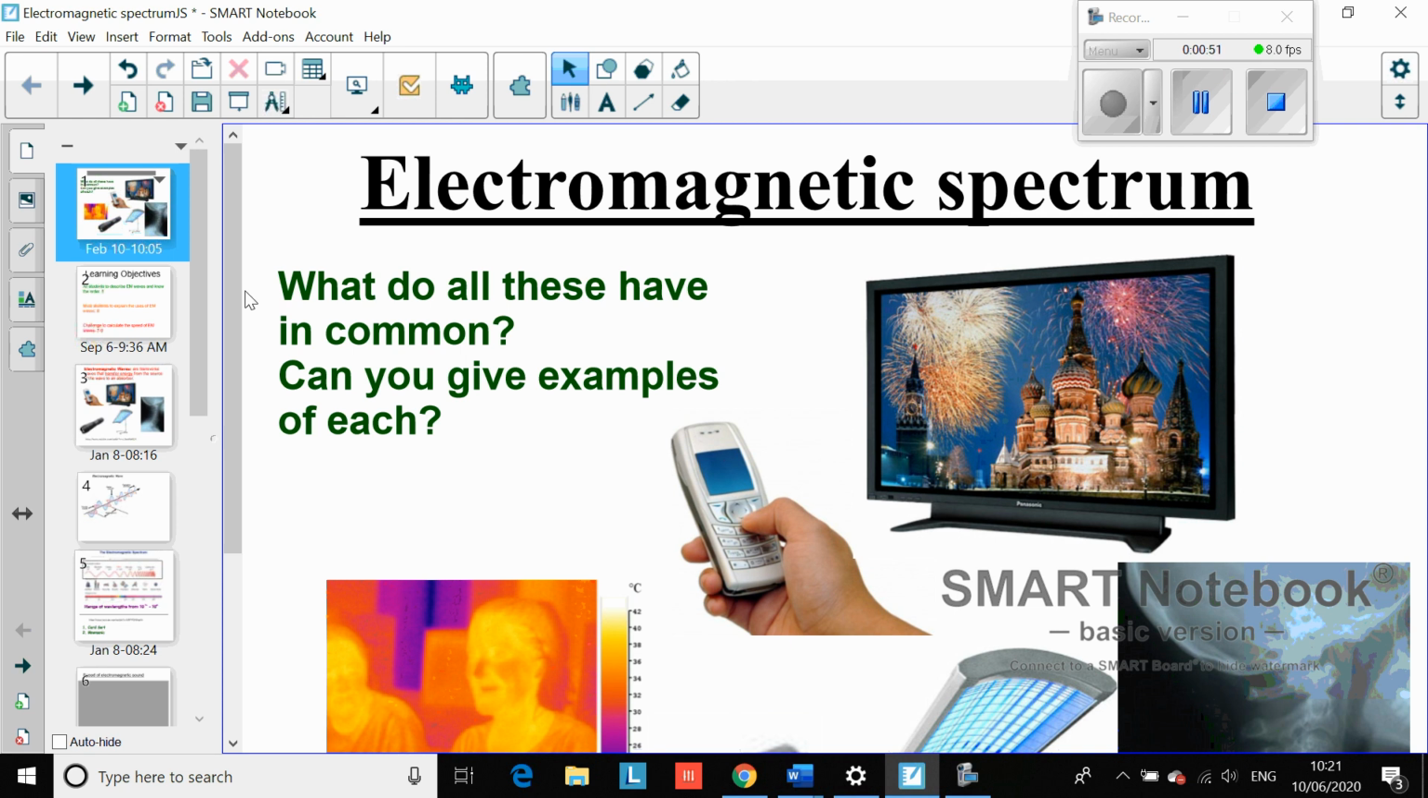Now, the thing that these all have in common is they all use electromagnetic waves in some way. And there are lots of different types of electromagnetic waves, which we're going to look at today. And so that is what we're looking at.